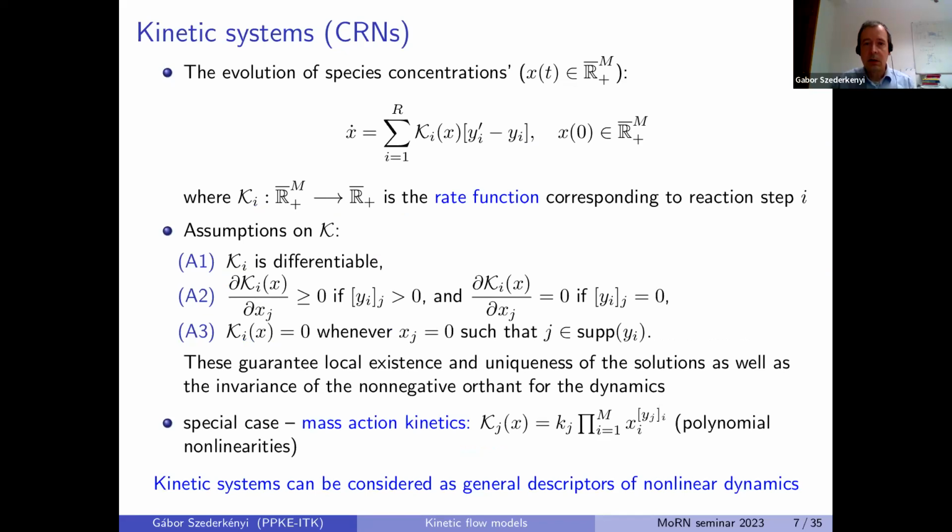So let's see the dynamical models behind kinetic systems. This is the usual one. So the differential equations look like this. The transformations are driven by the reaction rate, and these vectors called reaction vectors show the net production and consumption, the difference between the production and consumption of molecules.